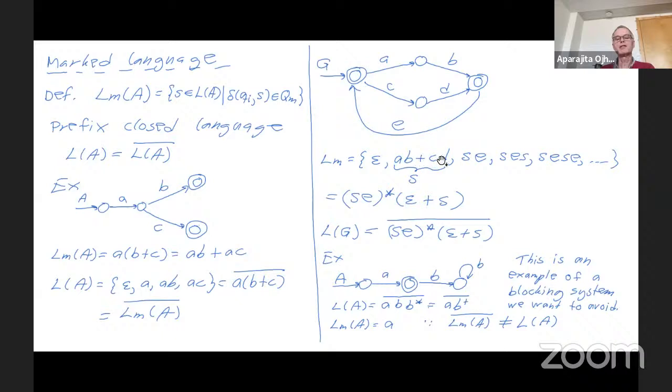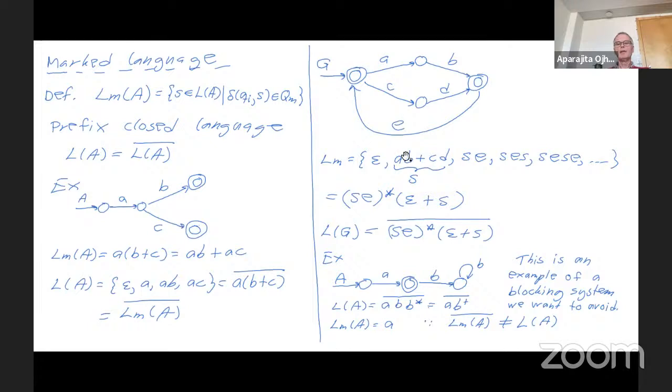So AB plus CD is also a string, or we could say an expression. It's actually two strings, AB and CD. But by this plus sign, this expresses a regular string, we can call it, or a regular expression representing these two alternatives.